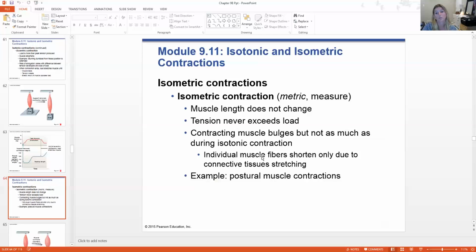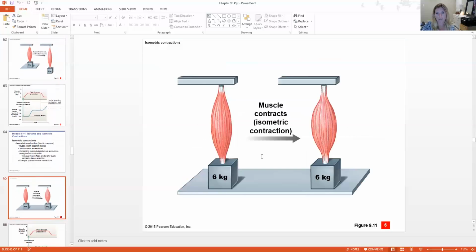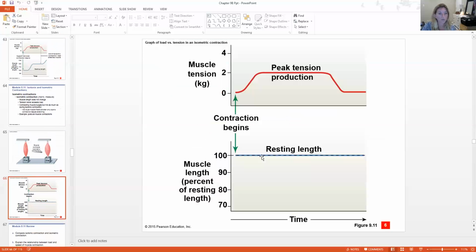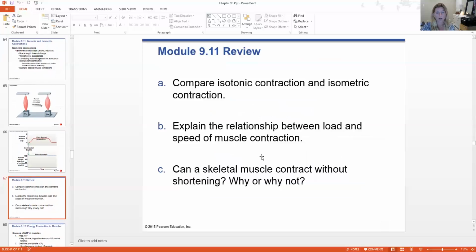The contracting muscle bulges, but it doesn't bulge as much as during an isotonic contraction. And this would be like postural muscle contractions. I'm going to flex my abs. I'm going to flex my arms even though I'm just sitting here and you can't really tell that I'm doing it. Right, there they are. So you can pause the video, go back and answer these 3 questions.